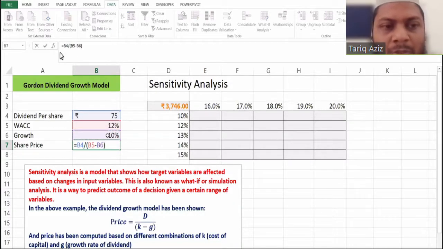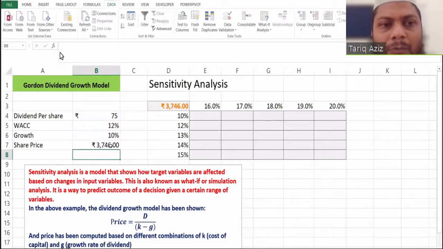Now I will close this bracket. So now the formula is very simple: B4 divided by B5 minus B6. B4 is actually the dividend per share divided by cost of capital minus growth rate. So once I press enter, the share price as implied by the dividend growth model will be calculated. So now I am pressing enter. So it has calculated the share price depending on the formula.